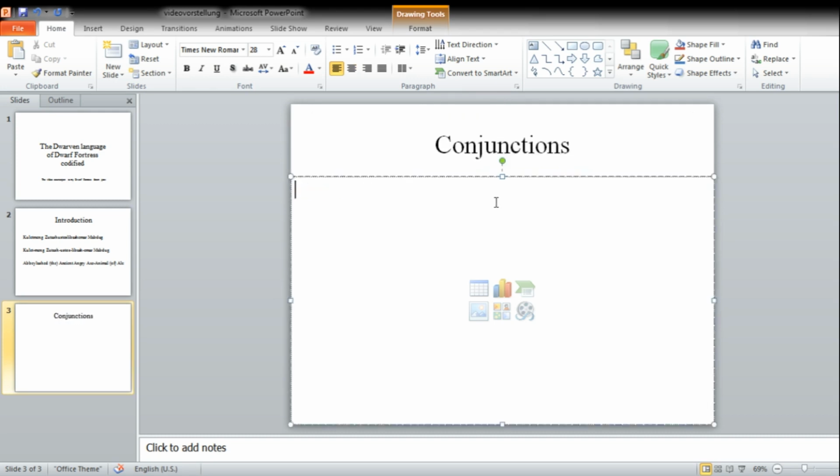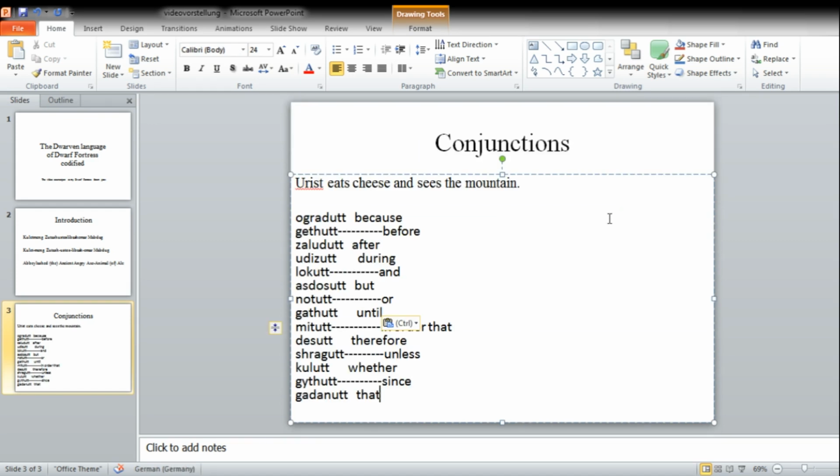Conjunctions. Conjunctions combine different parts of the sentence. So, Eurist eats cheese and sees the mountain. So that and there combines this part of the sentence, eats cheese, with this part of the sentence, sees the mountain. And there is a list of conjunctions, which I will copy from the forum post. Are you ready? Are you ready for a big list? Boom!